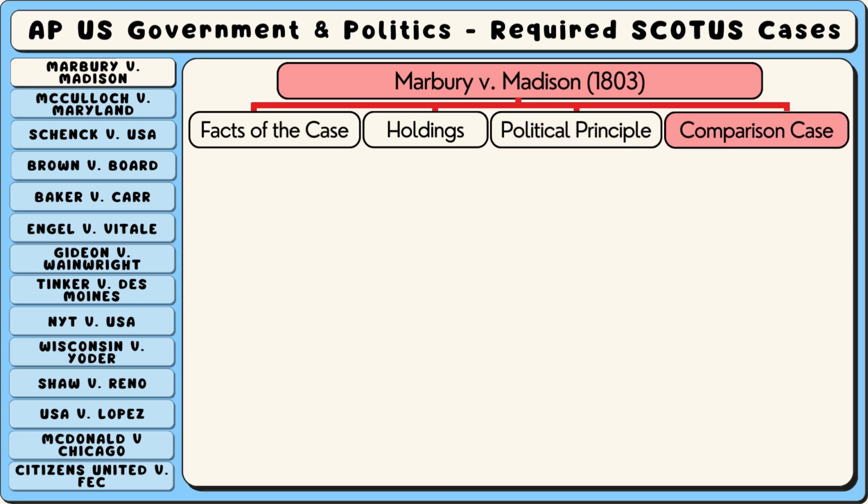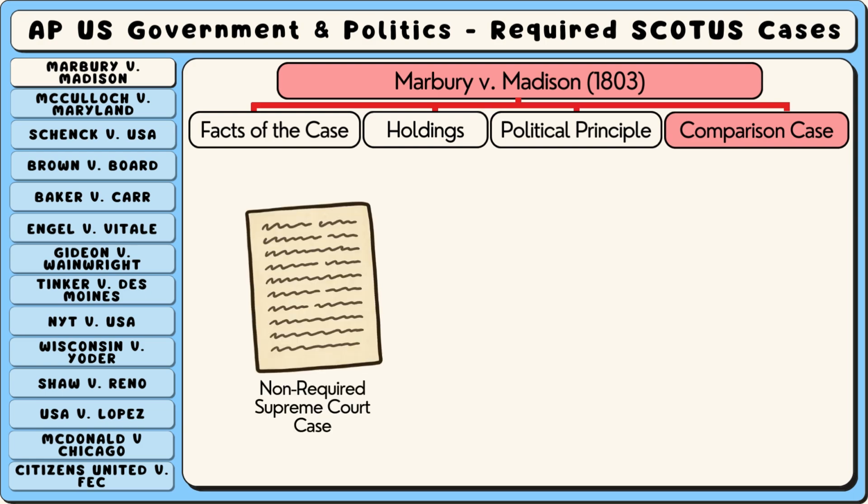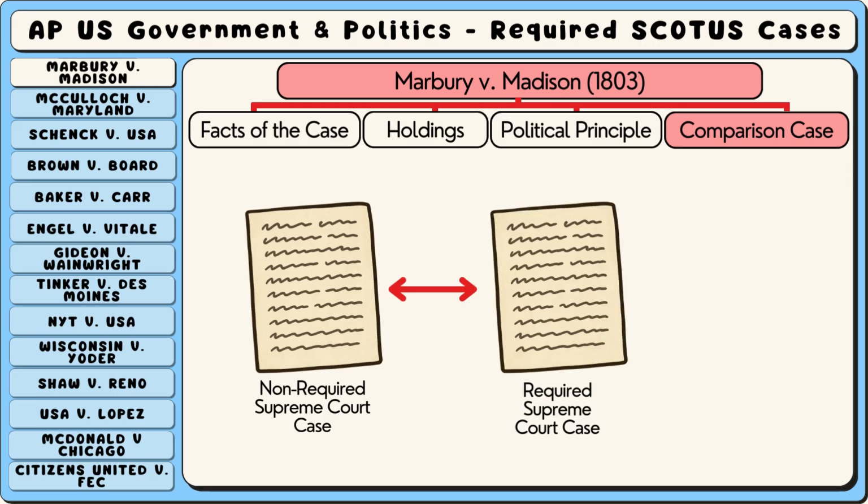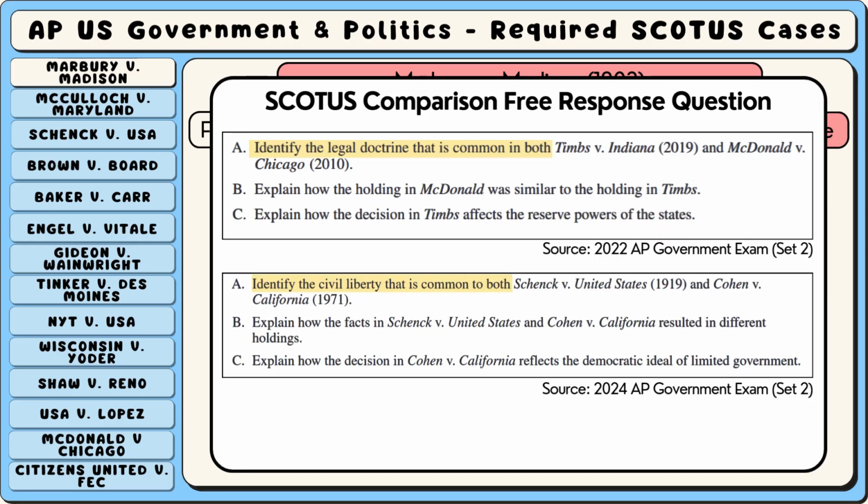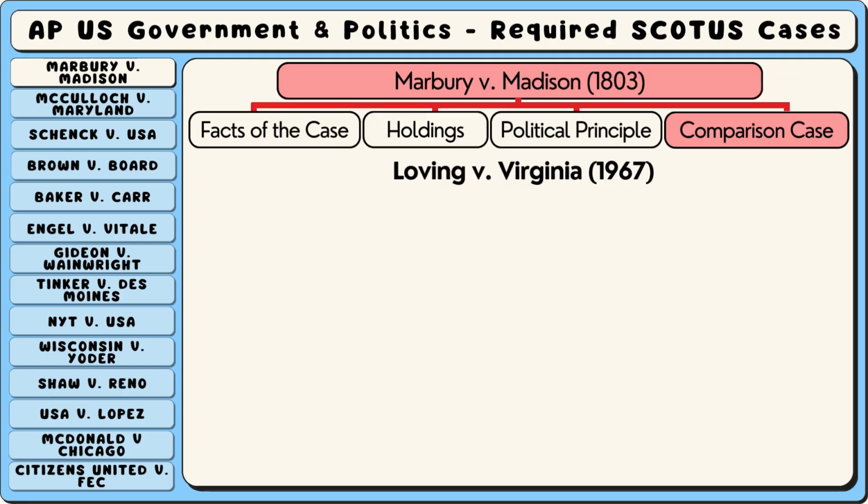Okay, let's look at a comparison to a related court case. In the exam, you'll be presented with the facts in one non-required Supreme Court case, and you'll be asked to compare it to one of the 14 required Supreme Court cases. Expect to be asked about a core principle or constitutional clause common in the two cases, and also how the holdings in the two cases are similar or different. Okay, so let's imagine you're asked to compare Marbury versus Madison to Loving versus Virginia.